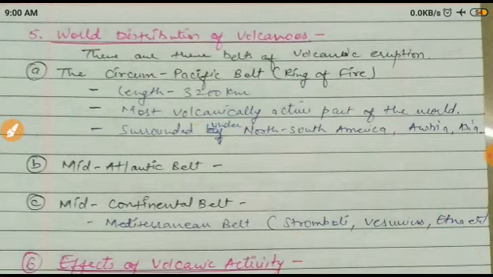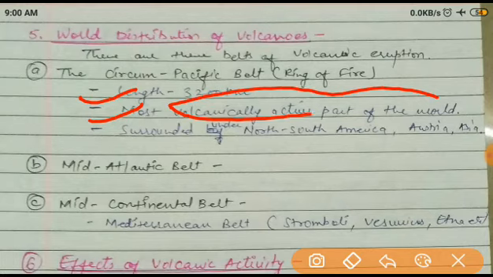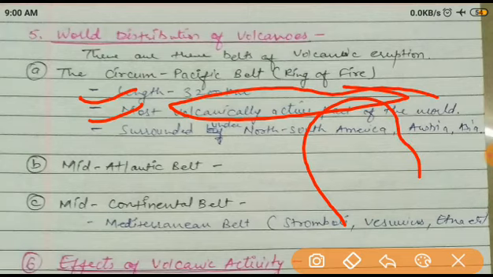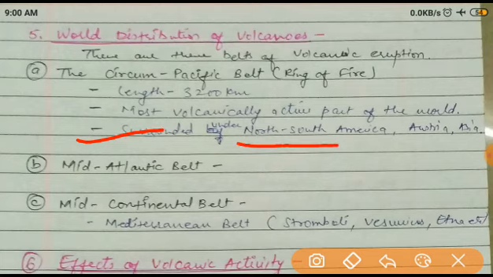How much area does it cover? It covers a length of about 3200 kilometers. It is the most volcanically active part of the world, because, as we have already discussed, there are three types of volcanoes. Most active volcanoes are located in this Ring of Fire, surrounded by, as I already told you, North and South America, Australia and Asia.